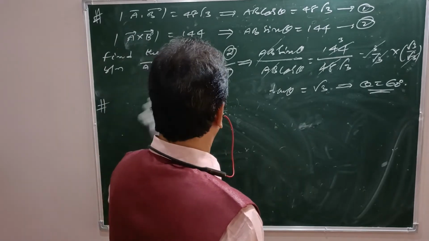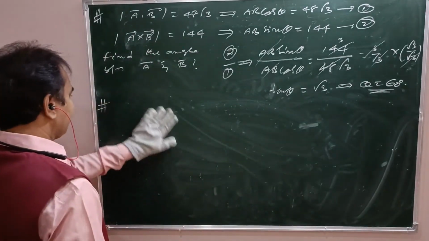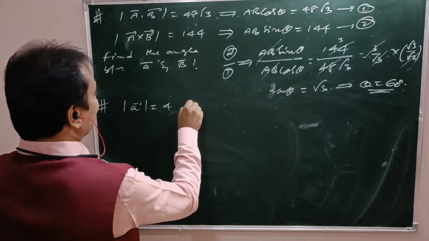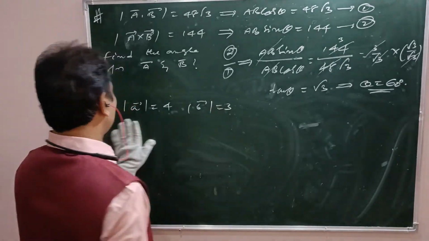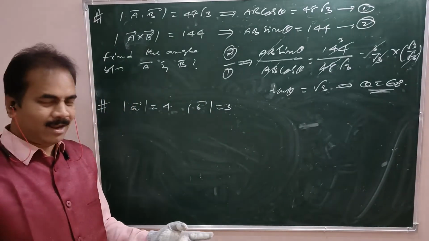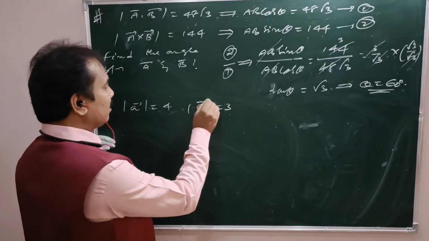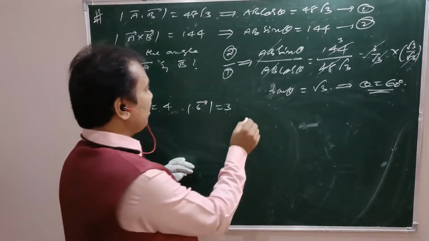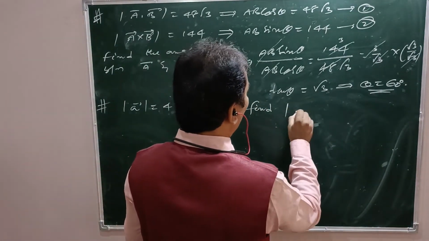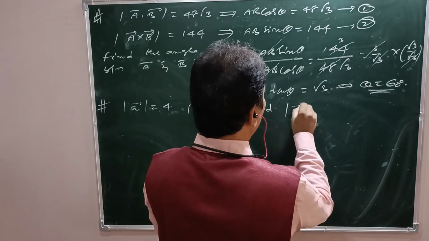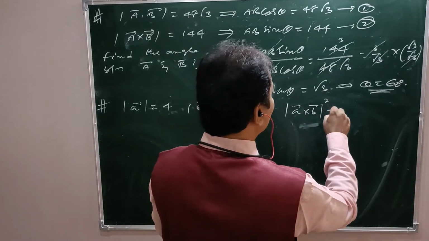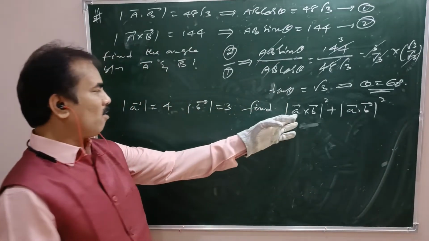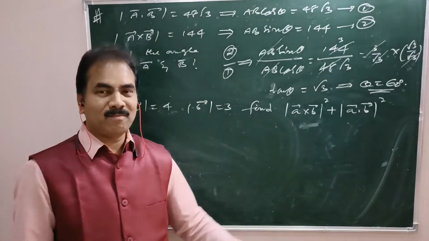Mod A bar equal to 4, mod B bar equal to 3. See, we have two vectors A bar and B bar whose magnitudes are 4 and 3. Now find the mod of A bar cross B bar whole square plus mod of A bar dot B bar whole square.